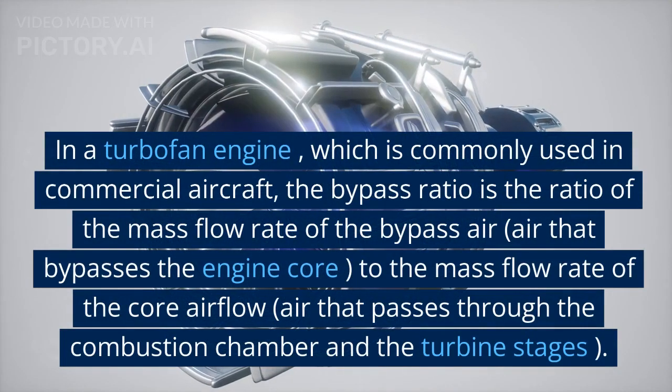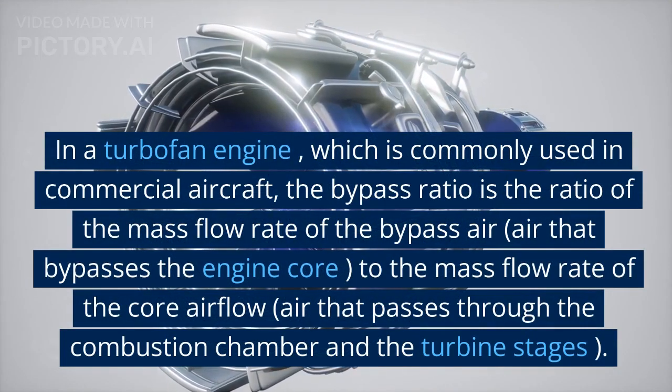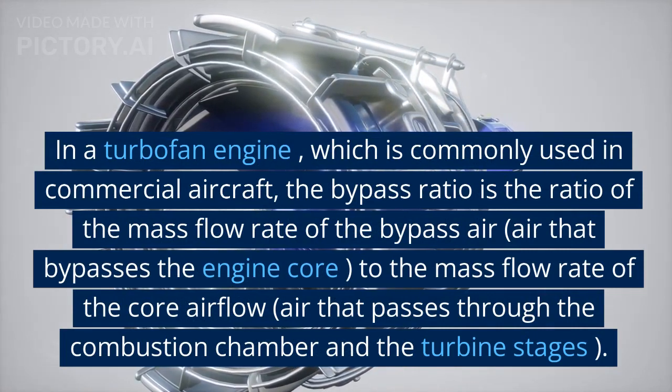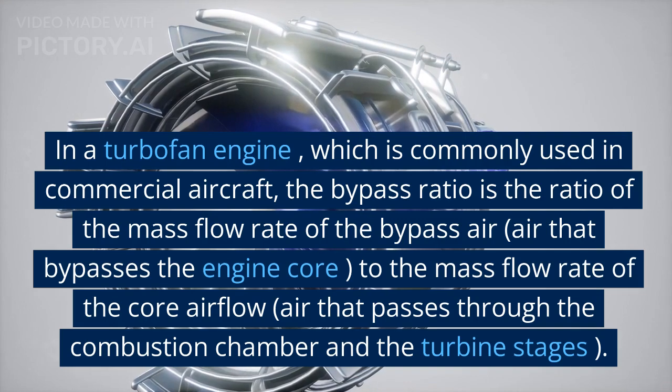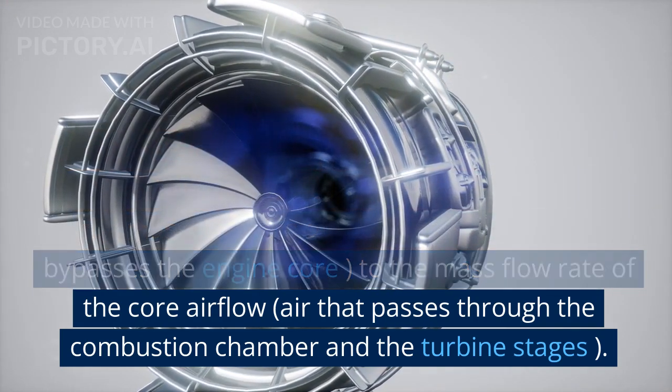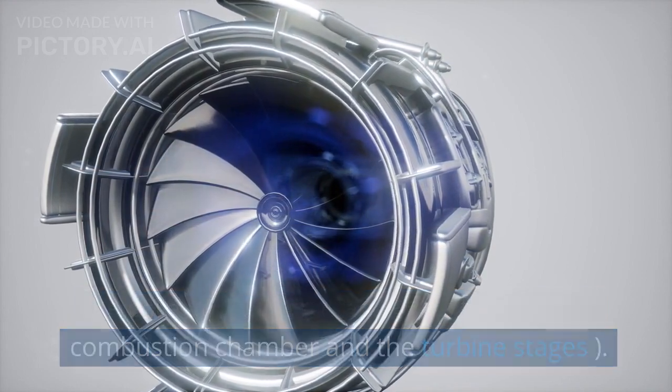In a turbofan engine, which is commonly used in commercial aircraft, the bypass ratio is the ratio of the mass flow rate of the bypass air that bypasses the engine core, to the mass flow rate of the core airflow, air that passes through the combustion chamber and the turbine stages.